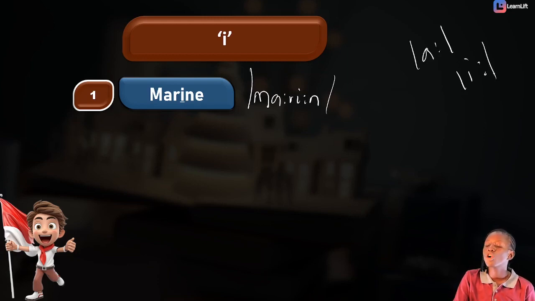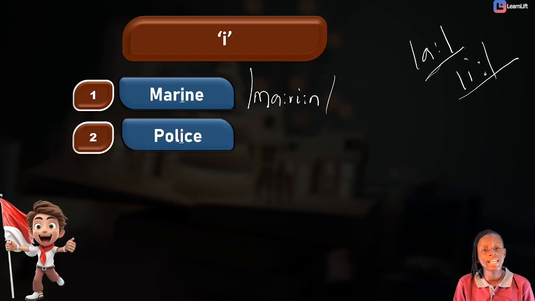Therefore, my marine has two long vowels in it. What are the long vowels? We have R and E in our marine. Marine, say what? Marine. Next up we have police.